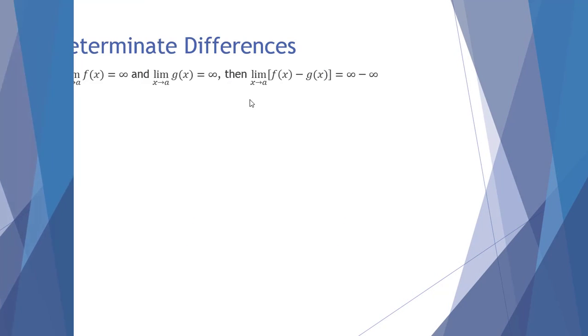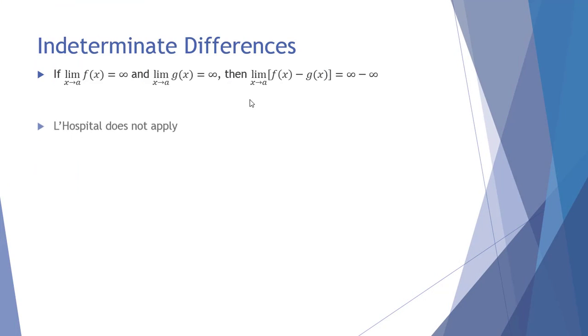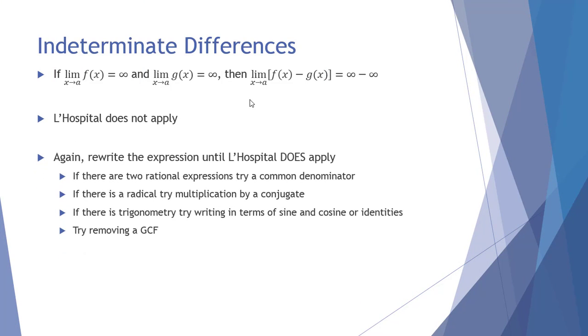With the differences, it's really going to depend on what you're looking at. So here are some strategies. You can either try using a common denominator if you're looking at two rational expressions. If you see a radical in your limit, it is often common to try and multiply by a conjugate. That's not new. We've seen that before.